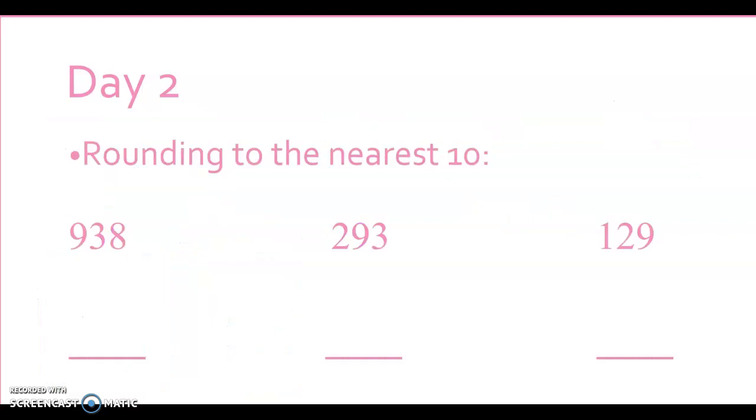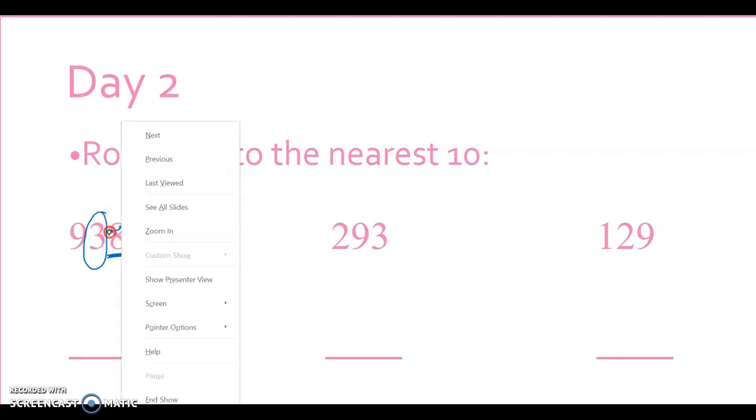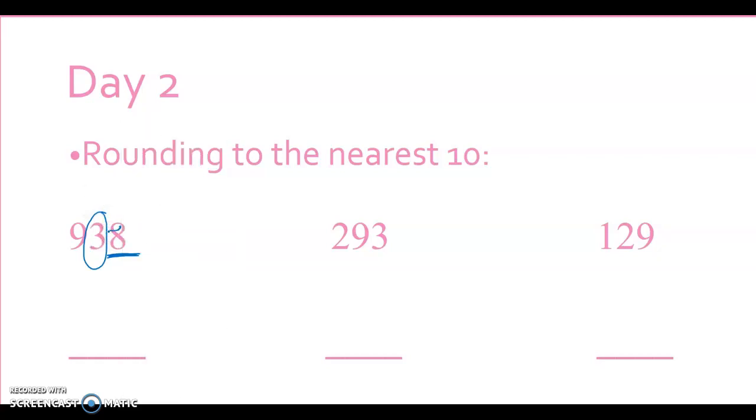Alright, still rounding to the nearest 10. I'm going to circle my tens place, underline next door, and for 938, 8 in the ones place is bigger than 5, so I'm going to round up. So that one's going to be 940. And over here, still tens place for 293. I have 3 in the ones place, and that is 4 or lower, so we're going to round down to 290.